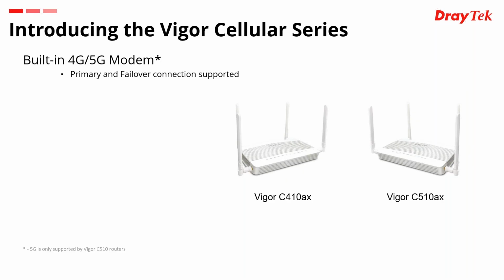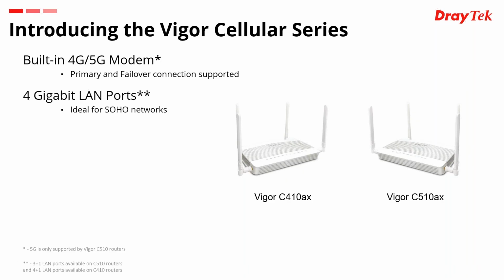The devices are designed to be used in SOHO environments, small office, home office, and they can be used maybe as a modem or as the main router for the location you install them in. They come with 4 gigabit LAN ports, subject to the model. So we've got 3+1 for the C510 and 4+1 LAN ports for the C410 routers.